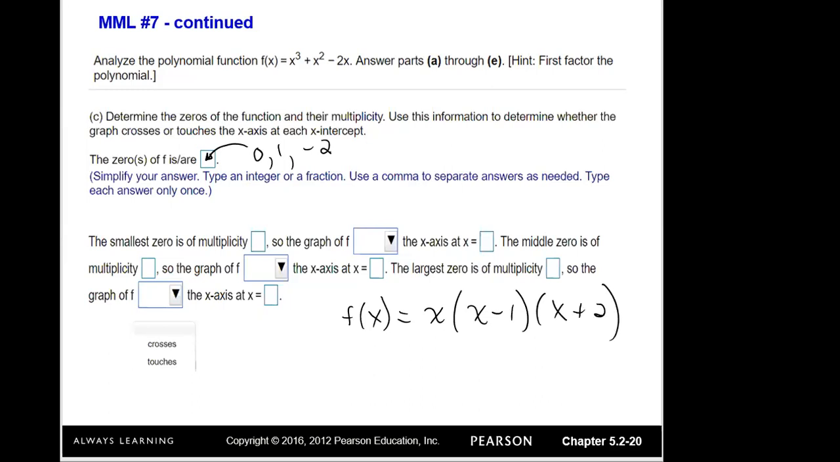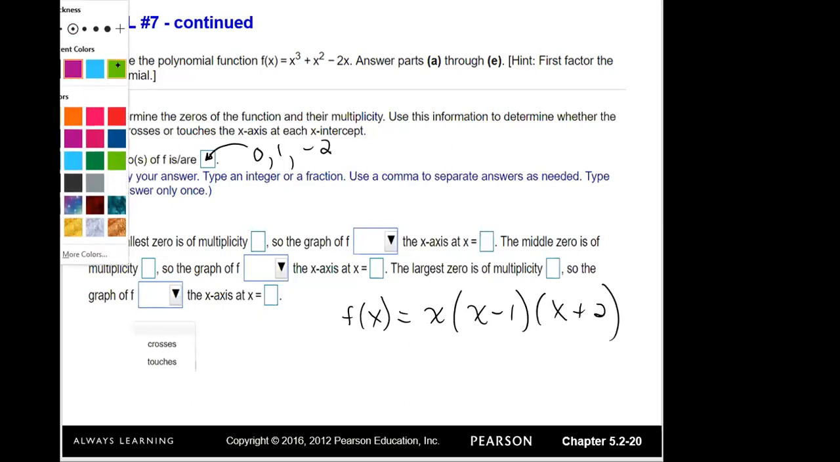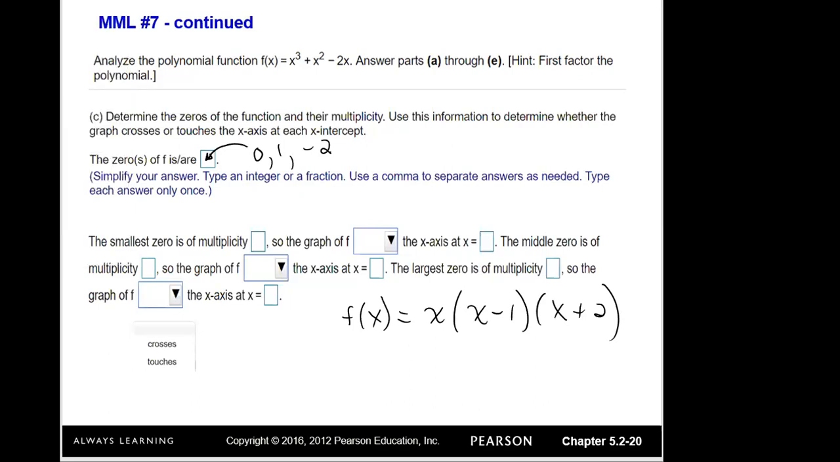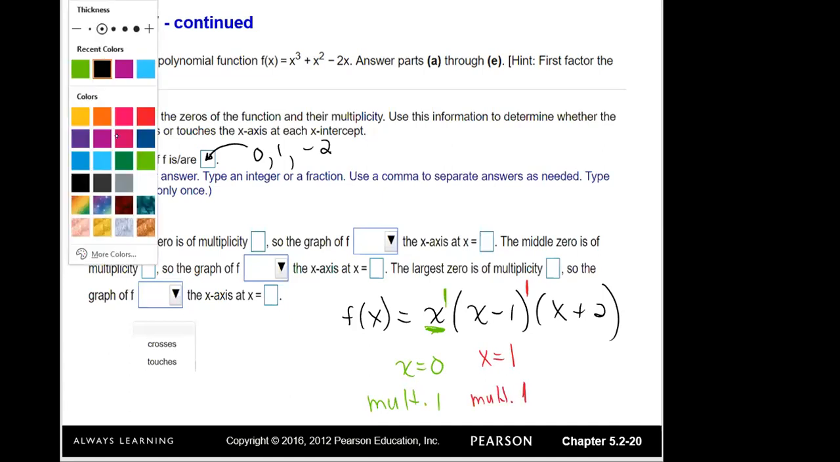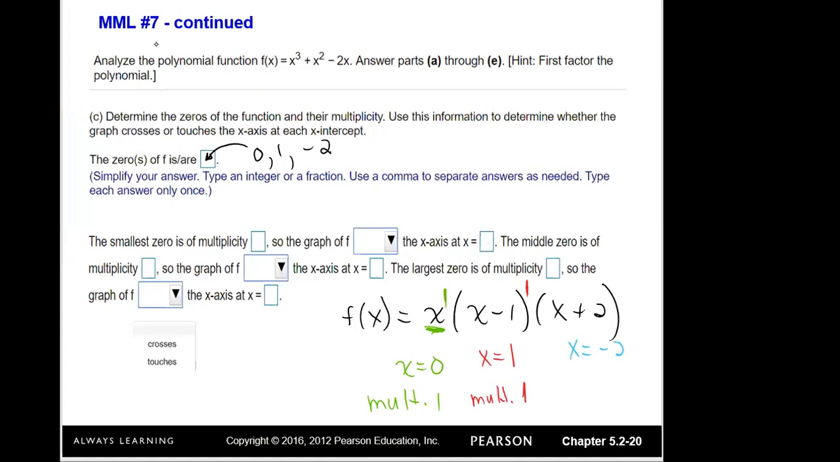We had that, and as I recall, okay, we did this one. This was x is equal to 0 with a multiplicity of 1. Let me do the other ones. This was x is equal to 1 with a multiplicity of 1. And this was x is equal to negative 2 with also a multiplicity of 1. Now, who is our smallest?